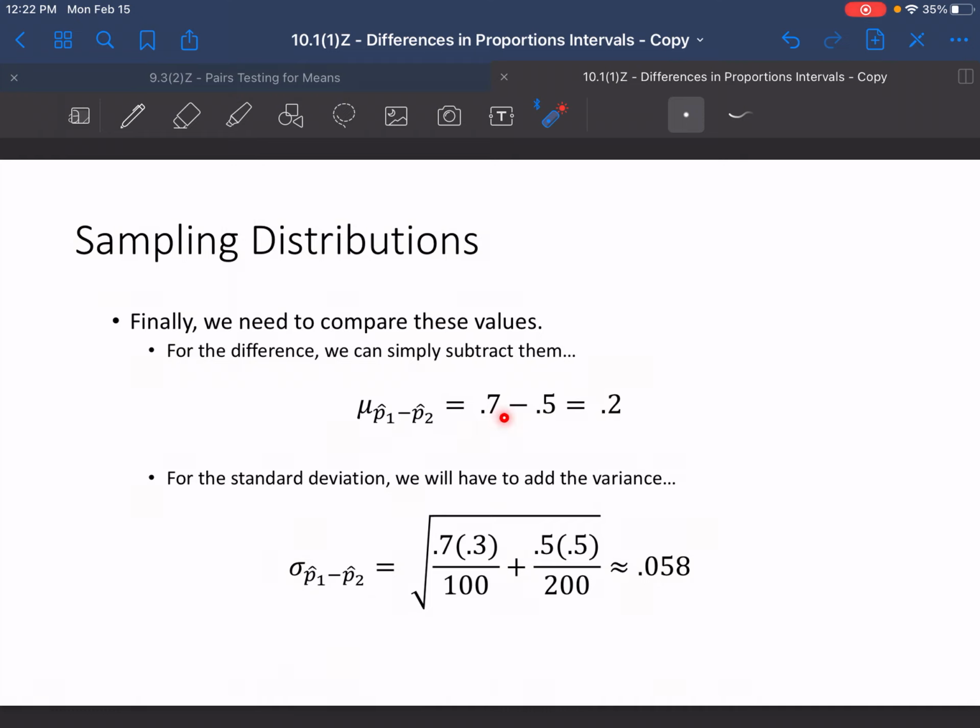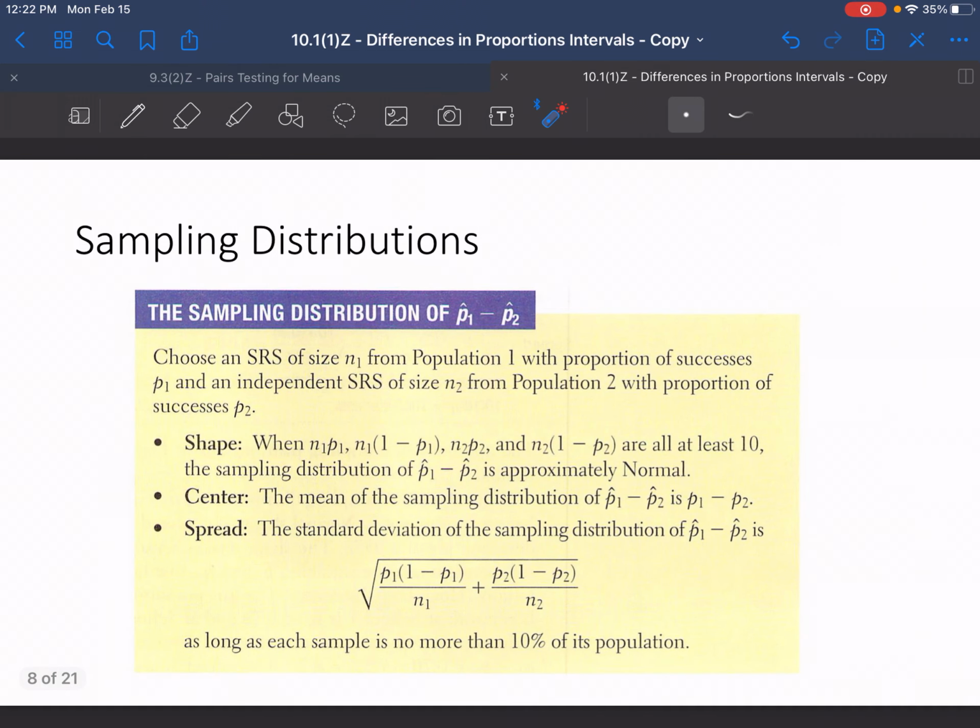So really, difference, everybody knows that means to subtract. We subtract when it comes to the mean. However, we're going to add when it comes to standard deviation in this case. So again, if we're just describing a sampling distribution, we have to describe three things: the shape, the center, and the spread.